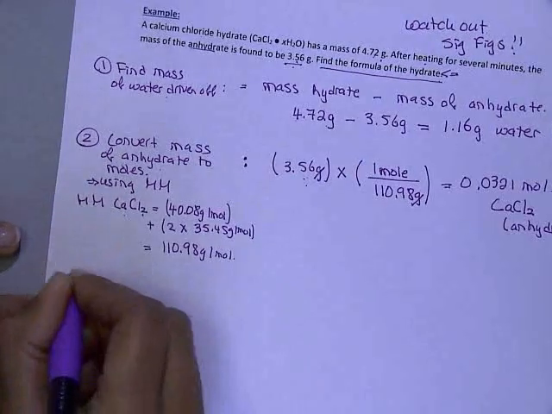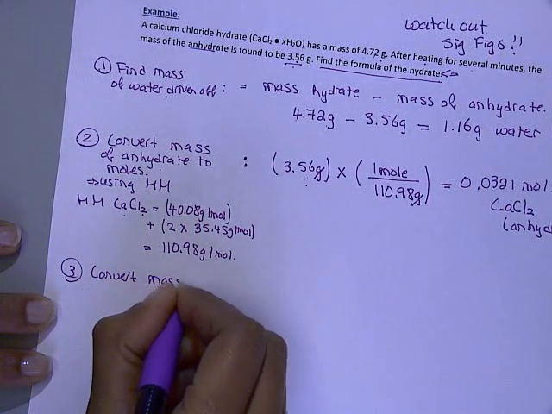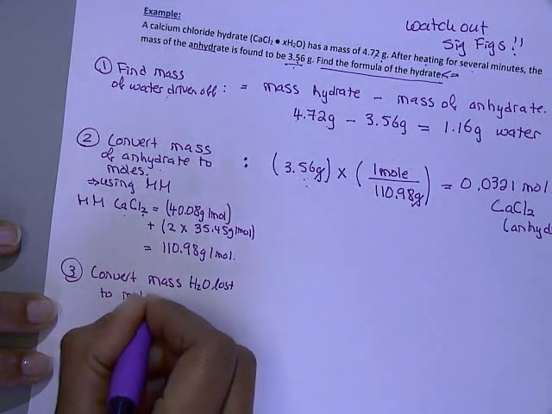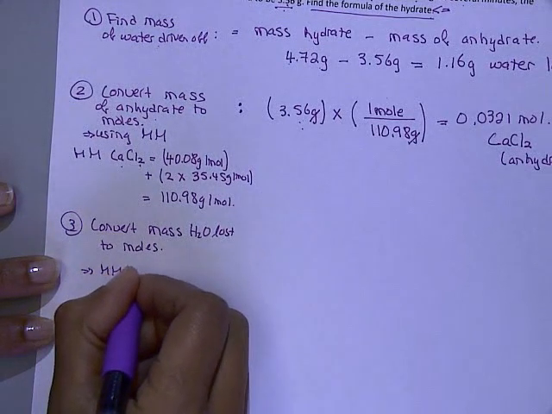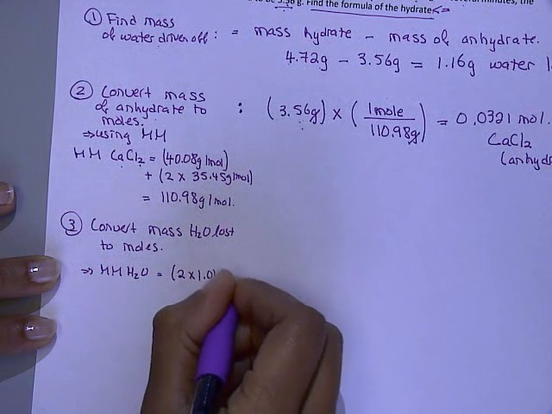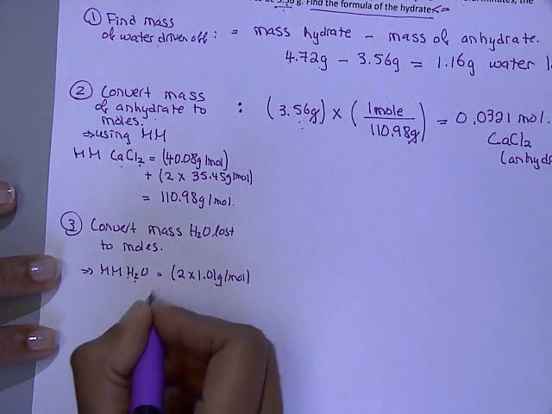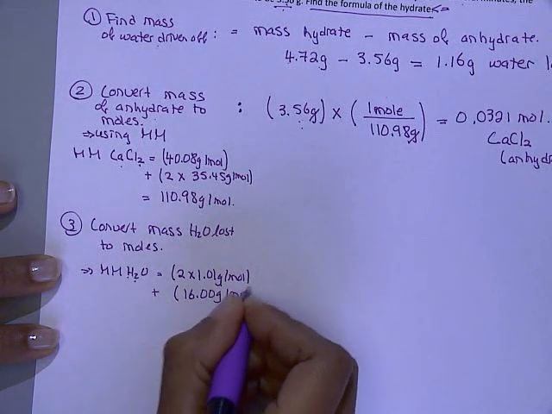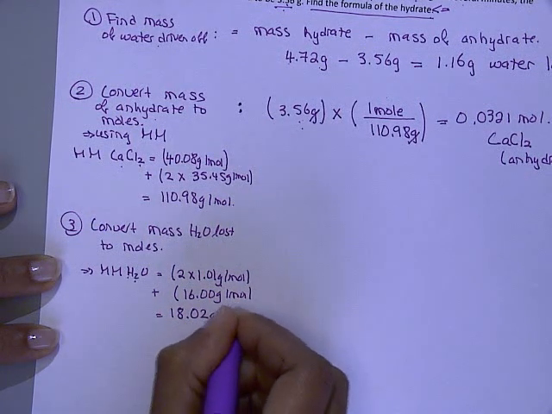Okay, the next step is to convert the mass of water lost, H2O lost, to moles. So similarly, we're going to do this using molar mass. Our molar mass of water is equal to 2 times 1.01 grams per mole. That's 2 times the molar mass of hydrogen, which is 1.01 grams per mole, plus the molar mass of oxygen. And this will come out to 18.02 grams per mole.